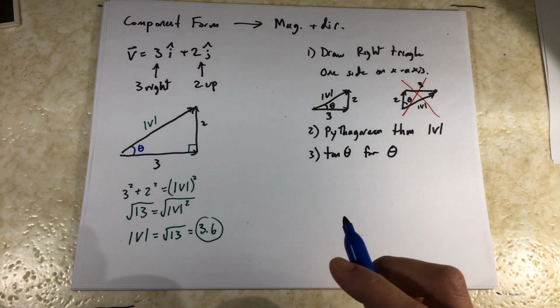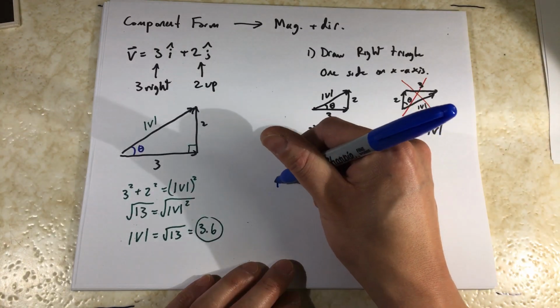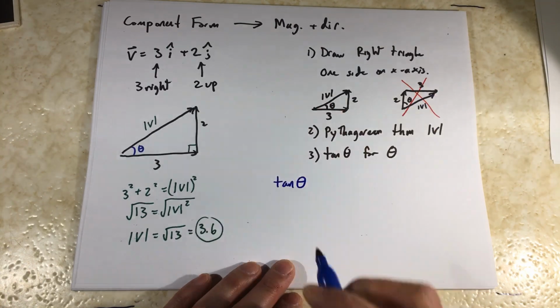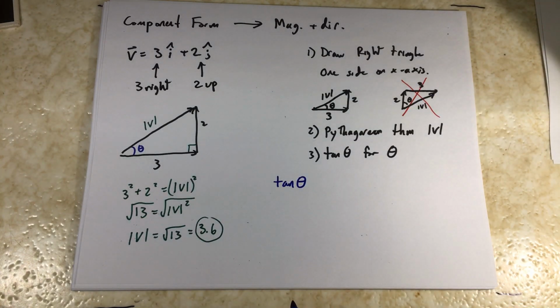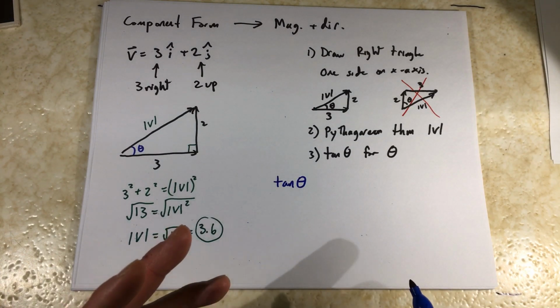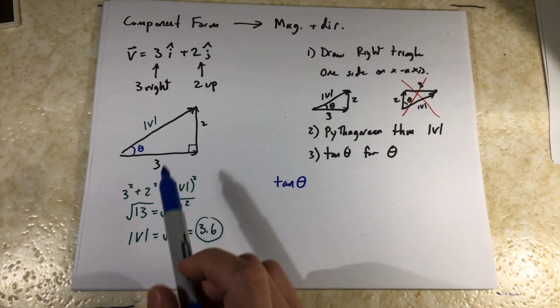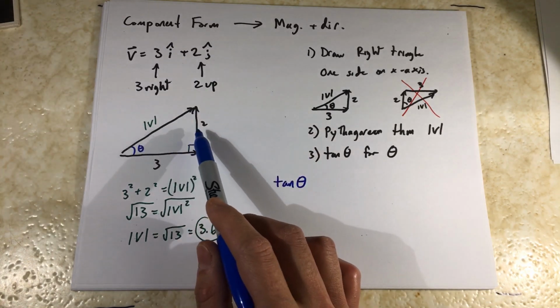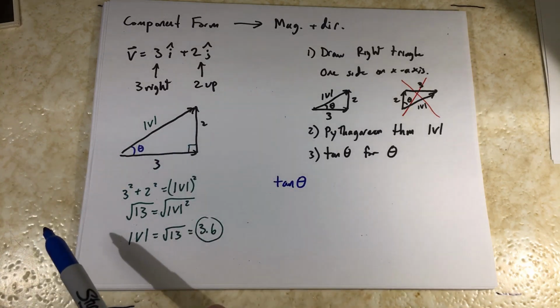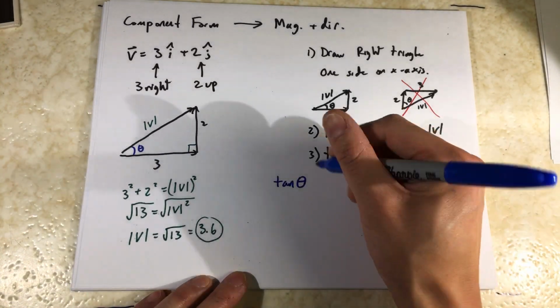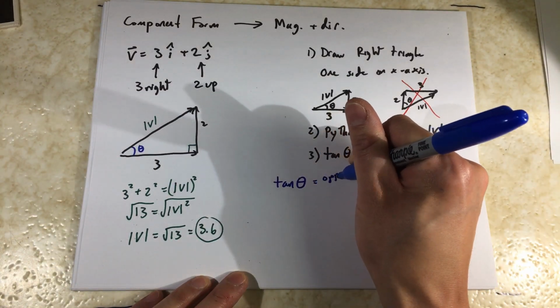Now for the direction, we're going to use tangent. And tangent in this case is kind of a useful choice, just because when you have component form, you're always going to have the opposite and adjacent sides. So tangent theta is opposite over adjacent.